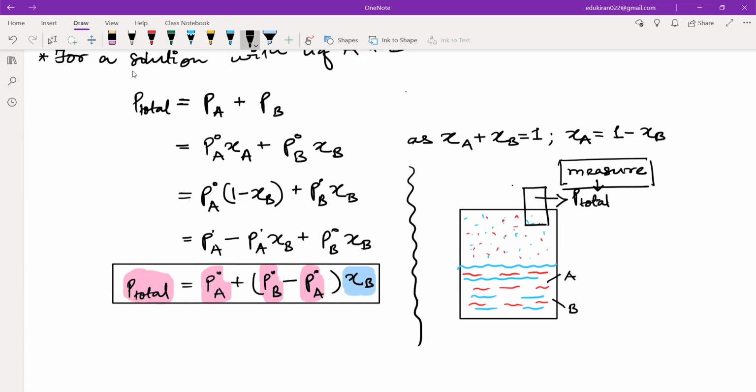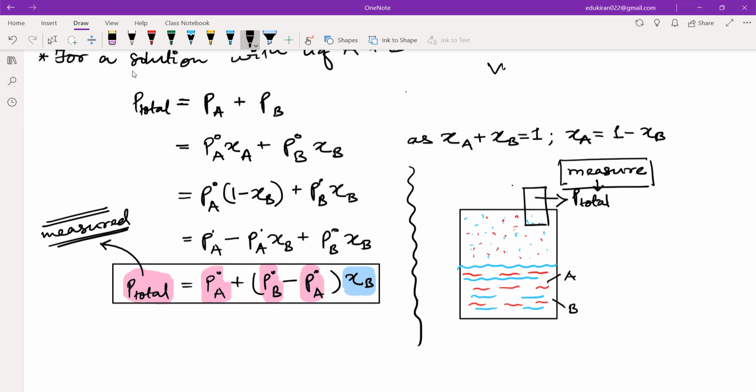So this is why it is very important that P total should be measured. It is always measured because we have a tool which can easily measure it. But you will get some questions in which you are asked to calculate P total. That is completely rubbish.